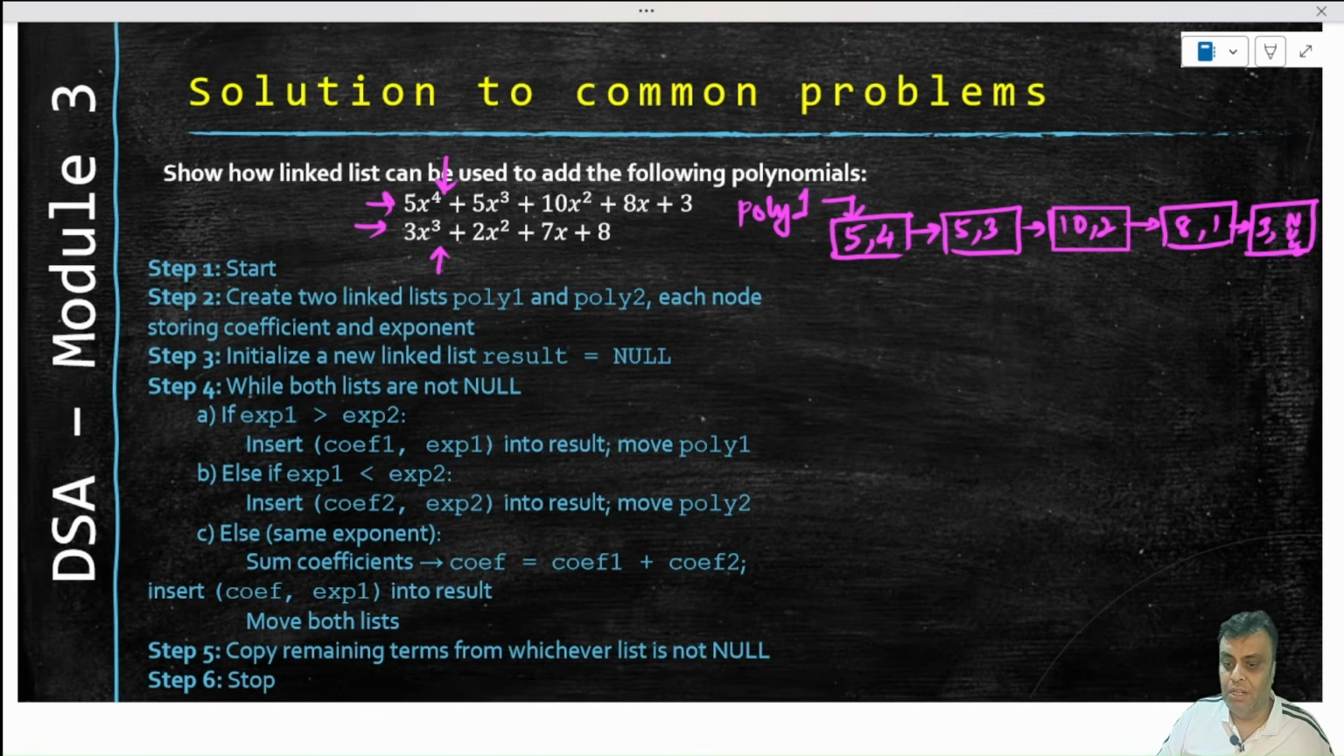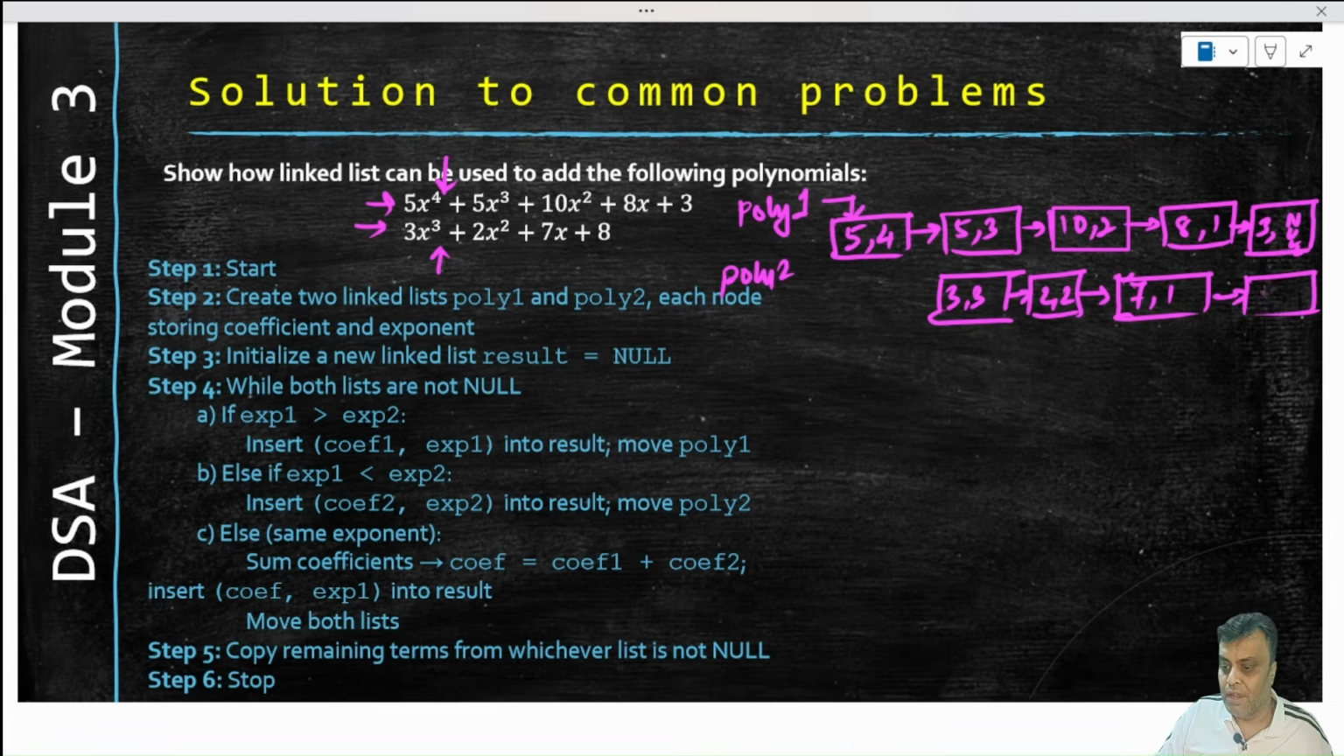My second polynomial, let's call it poly2, is looking like this, which is having 3 3, and then this is having 2 2, then this is having 7 1, and then this is having 8 0. I'm sorry, this should have been 0. I'm not showing the address of the next anyways. I'm utilizing the arrow for that, so inside it I'm showing only the data portion. So this should have been 0, right? So poly is now pointing here.